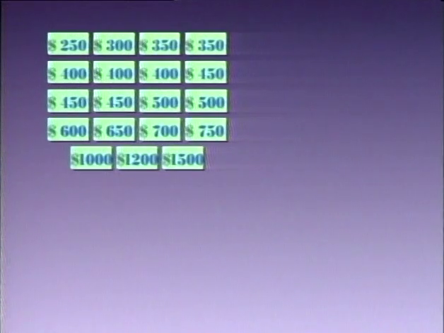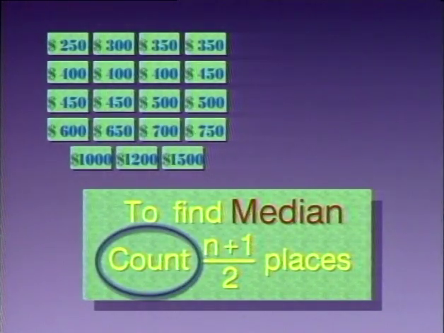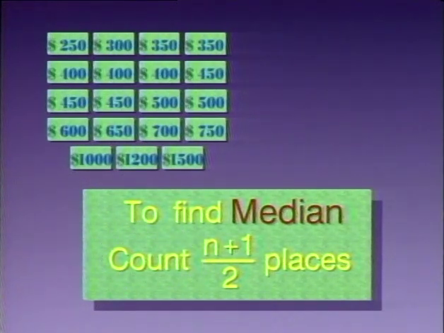We need a rule to tell us how far to count. Here it is. Count the total number of observations. There are 19. Then use this formula, n plus 1 over 2, where n is the total number of observations. Because n is 19, our formula becomes 19 plus 1 divided by 2. That's 20 divided by 2, which is 10.